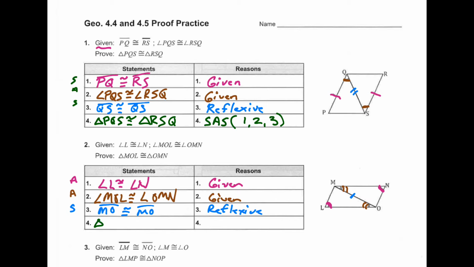So I can finally use that prove statement. Triangle MOL is congruent to triangle OMN. And our reason for that is going to be angle, angle, side. Remember to match up the angles and the sides correctly. So we've got step 1, step 2, and step 3 again in order, which once again doesn't have to be the case, but in this problem it is. All right, let's move on with a couple more.